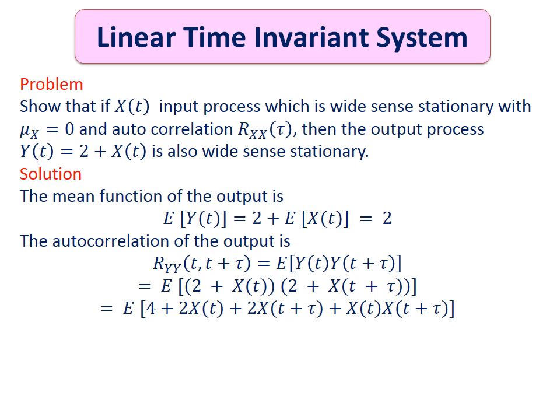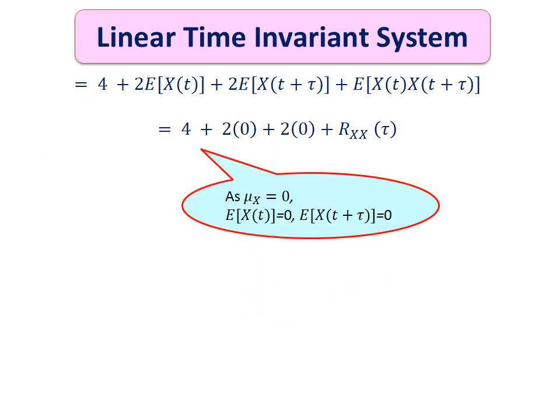x of t plus tau. So expected value on applying this, it leads to 4 plus 2 times expected value of x of t plus 2 into expected value of x of t plus tau plus expected value of x of t into x of t plus tau. On applying the definition to this last term, it is nothing but autocorrelation of x, and as expected value of x of t is 0, average value is 0, that average value will not affect for any time t. Even if the time is t plus tau, again the average is going to be only 0.